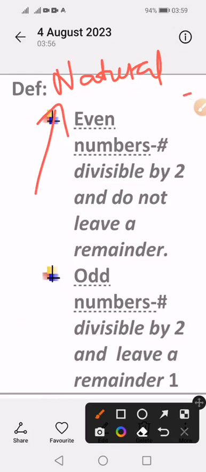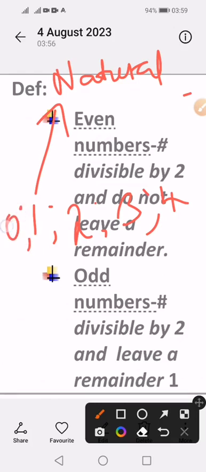You start by writing 1, then 2, then 3, then 4, and then 5, 6, 7, 8. So you don't start by writing 0. It's not really necessary. Why? Because if you are asked to count the number of people in a class, you can't start by saying 0, 1, instead of saying 1. So natural numbers, we are just referring to the counting of numbers.